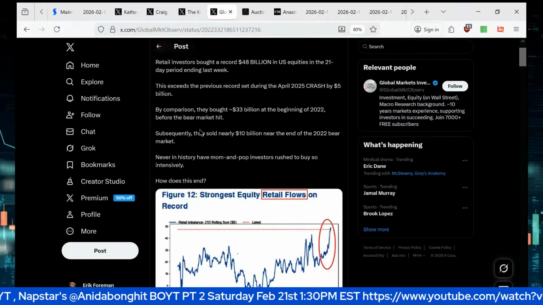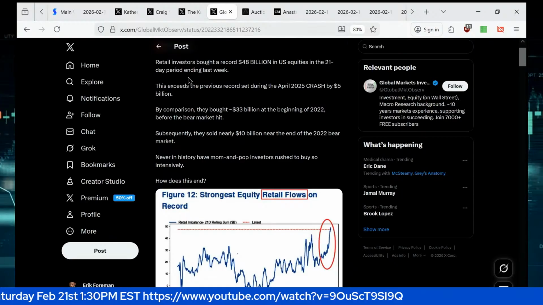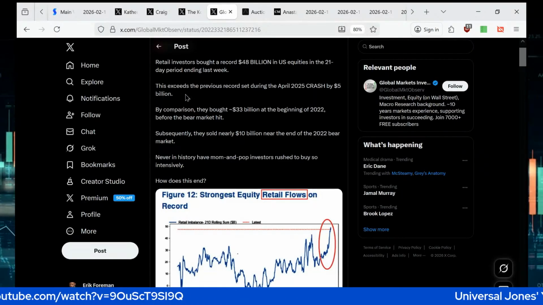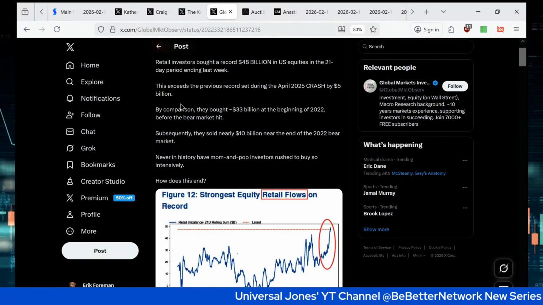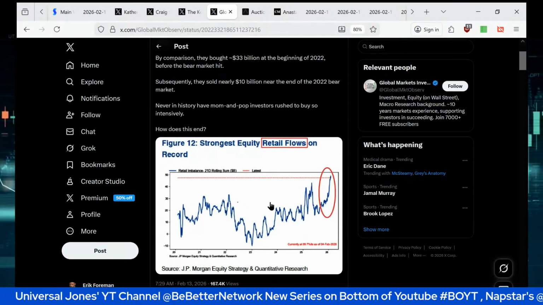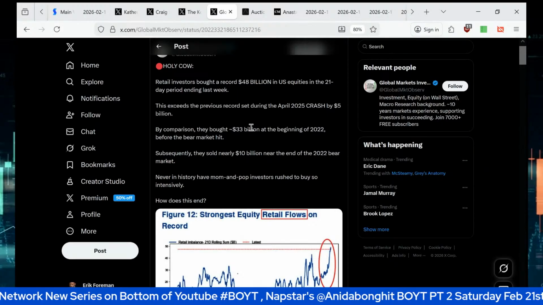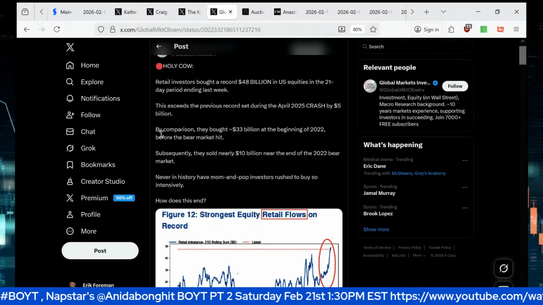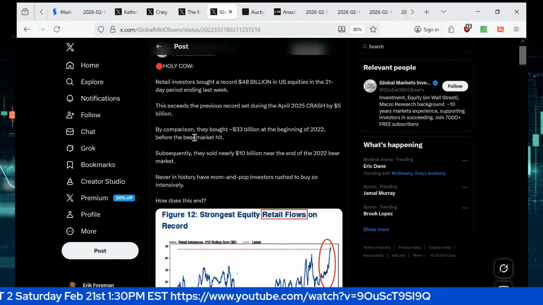Come on. Retail investors bought a record $48 billion in U.S. equities in the 21-day period ending last week. This exceeds the previous record set during the April 2025 crash by $5 billion. Wow. So a lot of people, quote unquote, bought the dip, even though that dip was barely a scratch, man. Come on, guys. April was way larger, and you guys bought that barely 2-3% dip?